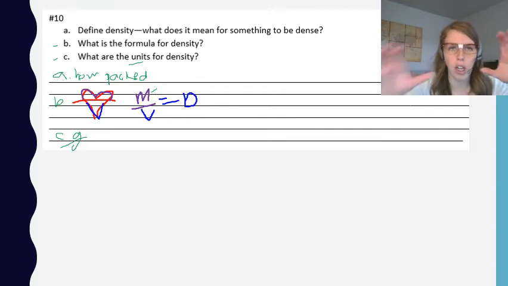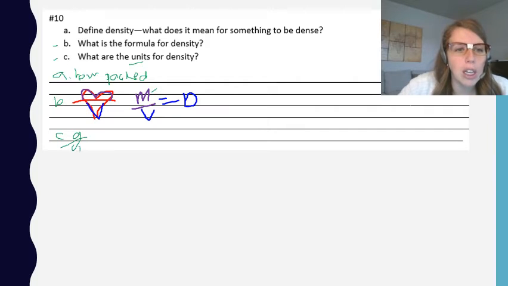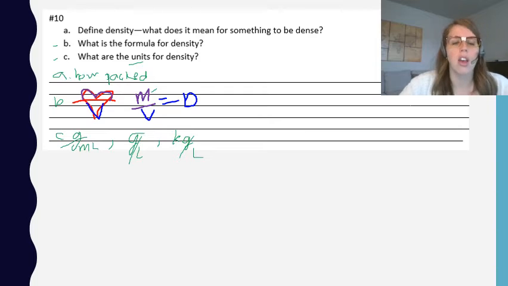What are some units that we decided would be good for volume? You can go back to your little chart a couple questions ago. Well, we said that milliliters, or so there's a lot of different units. It could be grams per milliliter. It could be grams per liter. It could be kilograms per liter. It doesn't matter so long as you have a mass unit over a volume unit. And it also could be grams per centimeter cubed, right? Because centimeter cubed is also a volume unit.